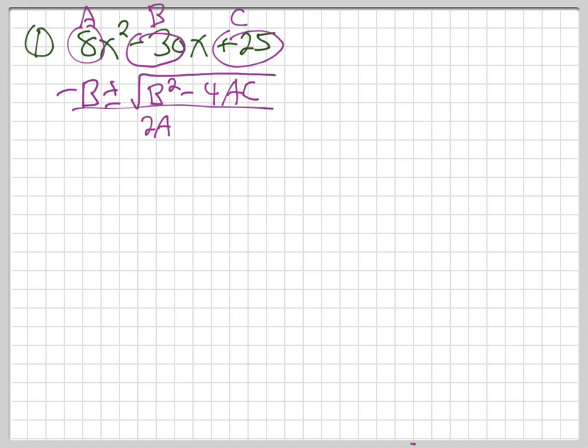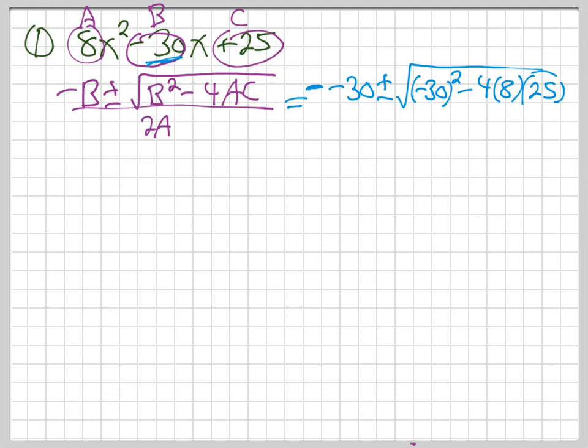Okay. Now let's plug in the stuff. So negative b, what's b? Negative 30. Negative 30 plus or minus the square root of b squared, minus 30 squared, minus 4 times a, which is 8, times c, which is 25, all over 2a. Okay, so we have that all broken down. Now let's use our calculator.